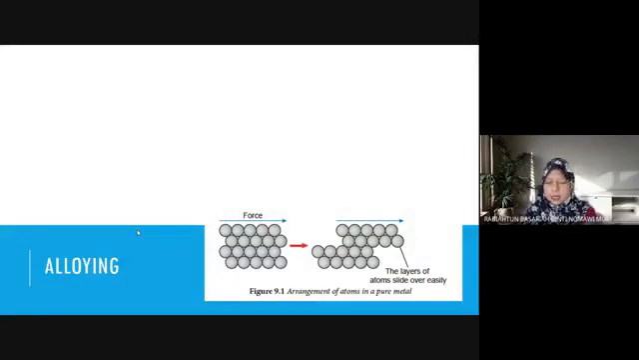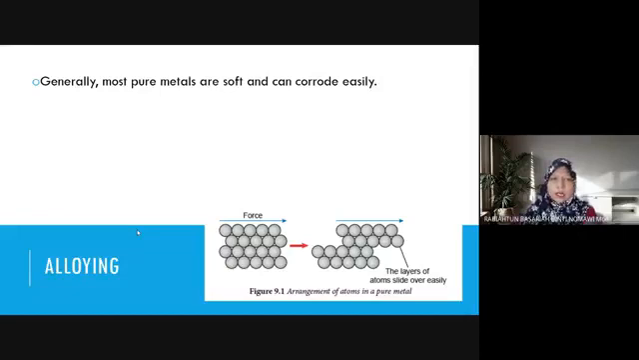Okay, next, alloying. Generally, most pure metals are soft and can corrode easily.